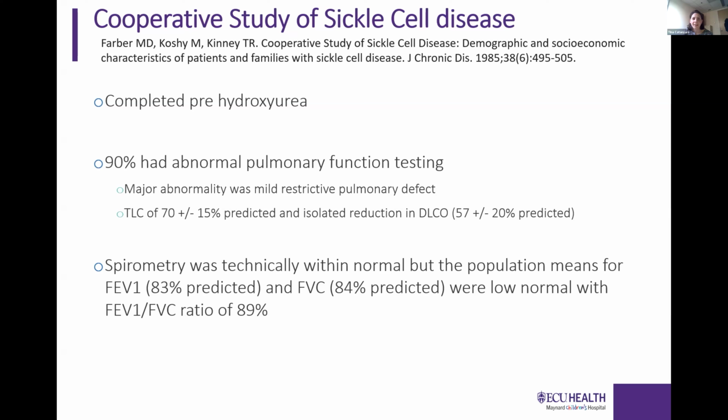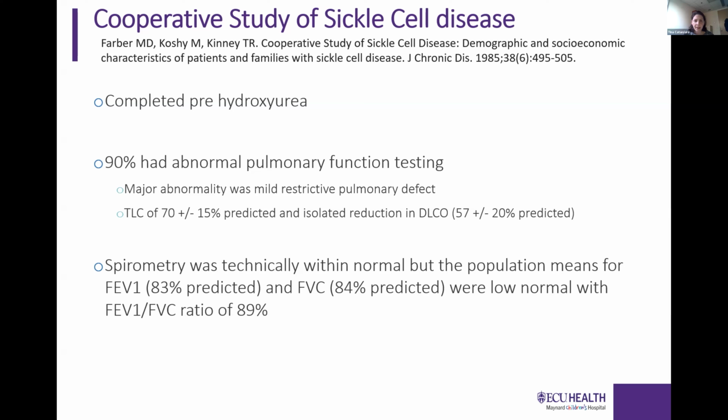This is obviously from the Cooperative Study of Sickle Cell Disease back in 1985, so this is before hydroxyurea, but it's something we quote and look at a lot in terms of our understanding of pulmonary function testing in patients with sickle cell. That study showed us that the major abnormality was a mild restrictive pulmonary defect.